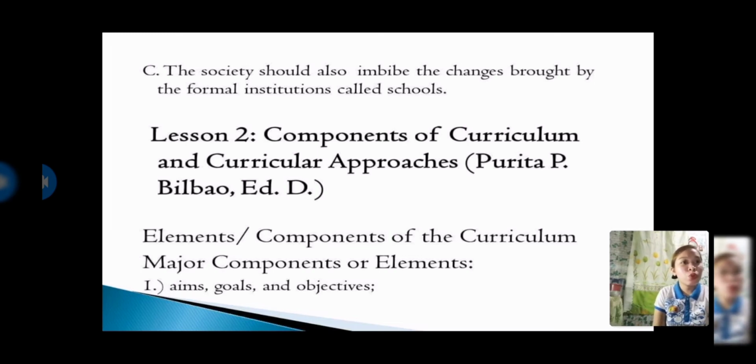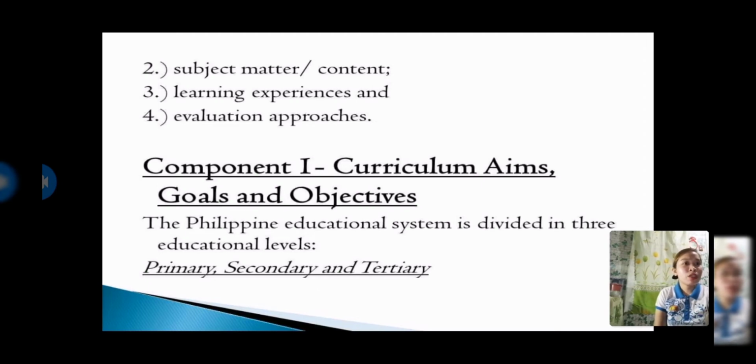So lesson 2, components of curriculum and curricular approaches by Purita P. Bilbao. Elements, components of curriculum, major components or elements. So we have aims, goals, and objectives, subject matter content, learning experiences, and evaluation approaches.